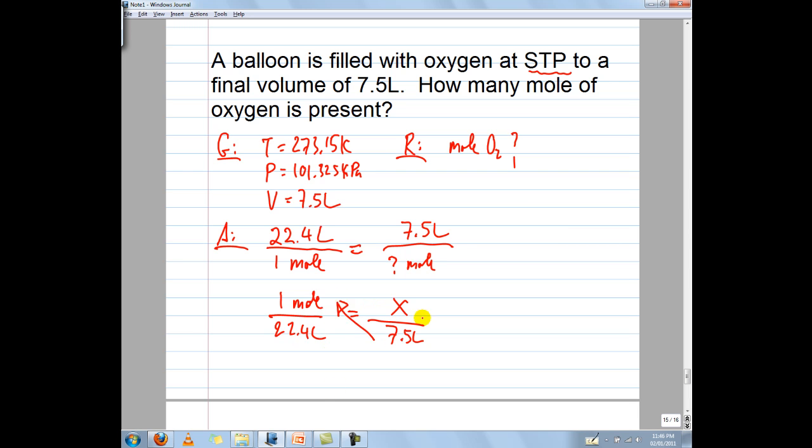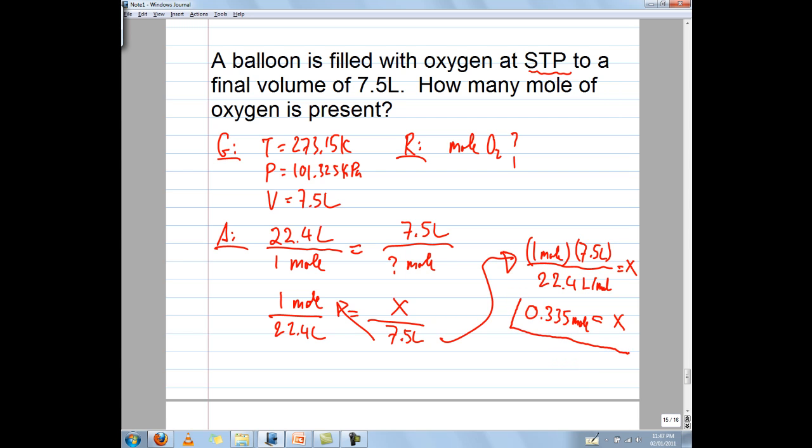So at this point, now I can just cross multiply, and I get 1 mole times the 7.5 liters divided by 22.4 liters per mole, and my final answer is 0.335 mole of oxygen gas.